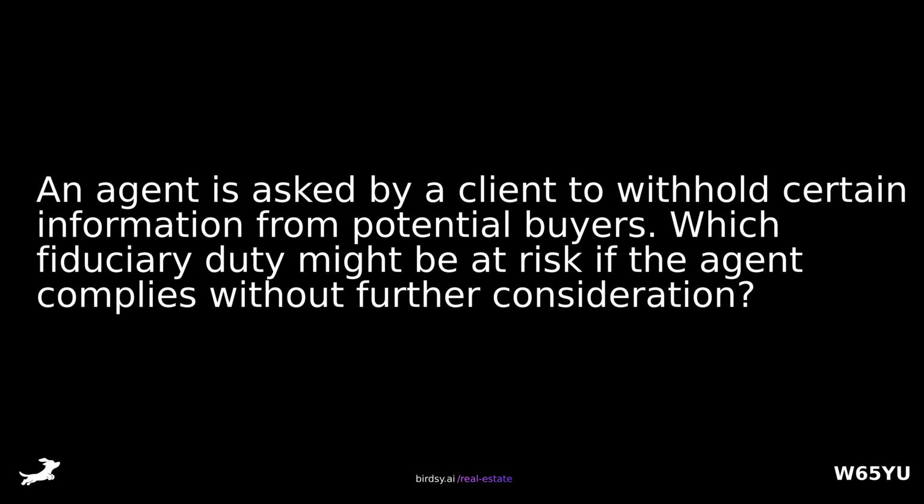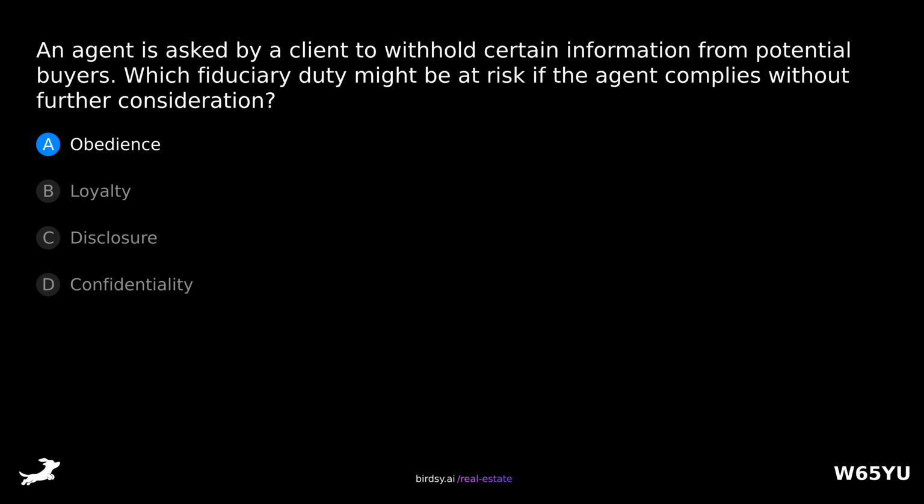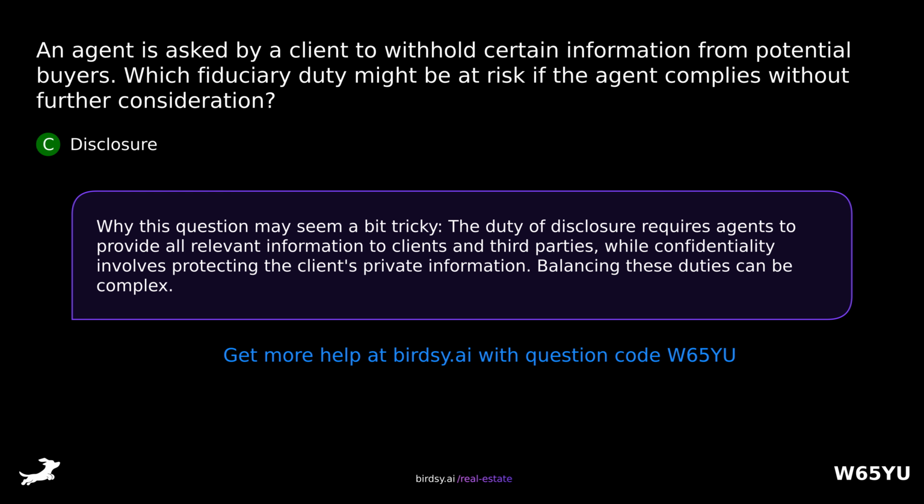An agent is asked by a client to withhold certain information from potential buyers. Which fiduciary duty might be at risk if the agent complies without further consideration? Is it A, obedience, B, loyalty, C, disclosure, or D, confidentiality? The answer is C, disclosure. Why this question may seem a bit tricky. The duty of disclosure requires agents to provide all relevant information to clients and third parties, while confidentiality involves protecting the client's private information. Balancing these duties can be complex.